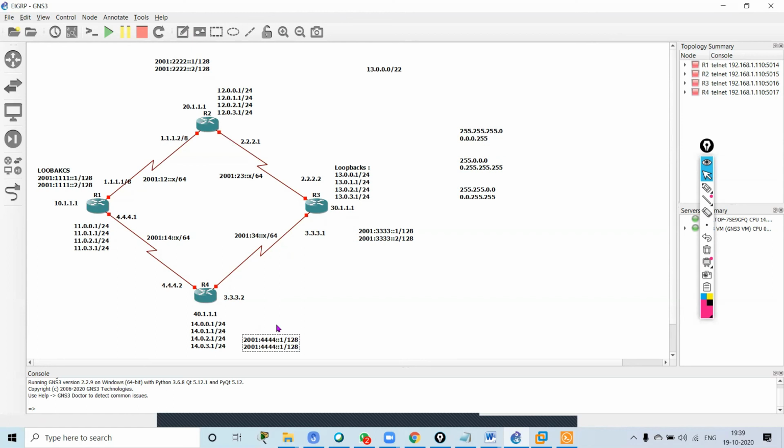Configure this and try to configure OSPF, RIPng and all the routing protocols. That should be 2. Yeah, that should be colon 2/128, that's fine. Understood? These are the loopbacks.